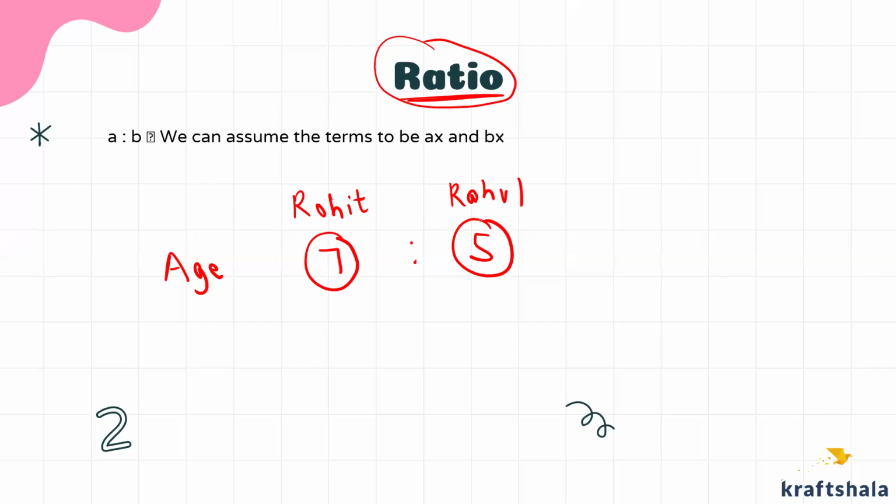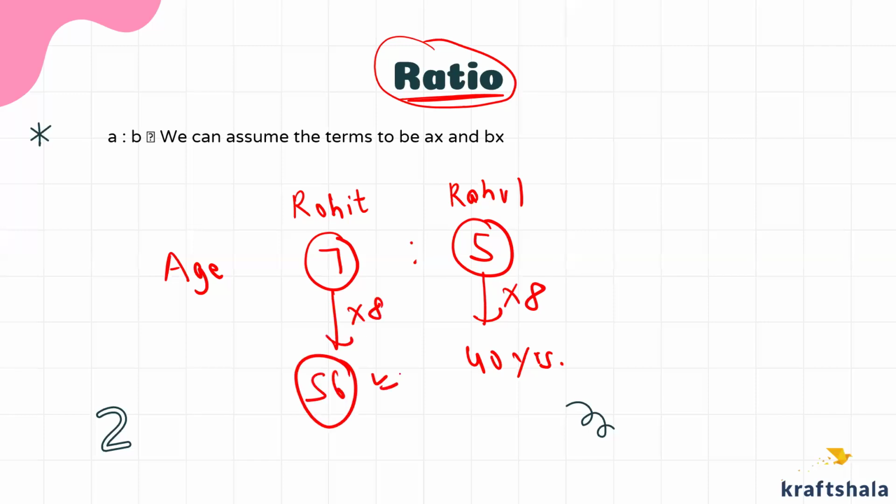This might seem very obvious to you, that we already know this, but when we do the questions, you will not apply this particular concept. So ratio is just a comparison. Now what if I want to know the exact ages? From ratio I cannot. I need some extra information. For example, if the question says that the ratio of their ages is 7 is to 5, and let's say Rahul's age is 40 years. Now tell me Rohit's age. Now I can find. So 5 corresponds to 40, so 5 8s are 40. Similarly, 7 will correspond to 56. So if Rahul's age is 40, Rohit's age is 56.